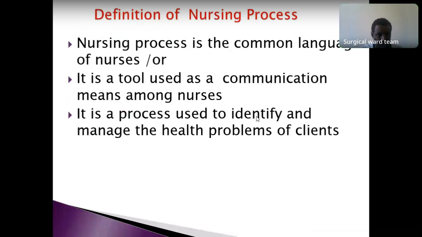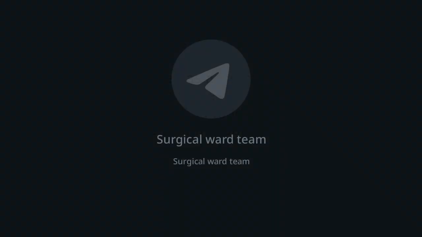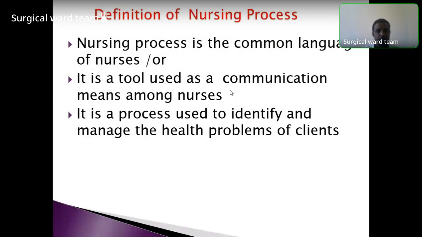As you know, the definition of the nursing process is a common language of nurses, or a tool used as a means of communication among nurses. In other words, the nursing process is a process used to identify the problems of the clients and manage the problems of its clients.